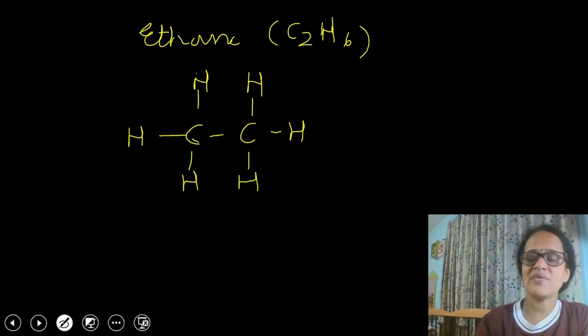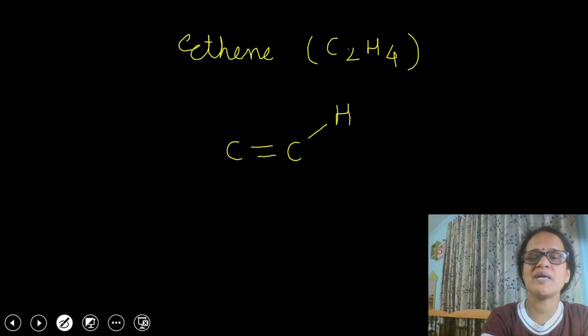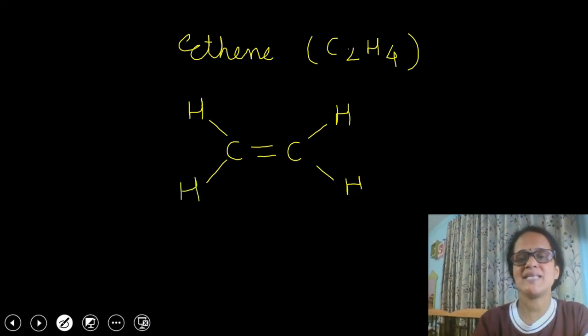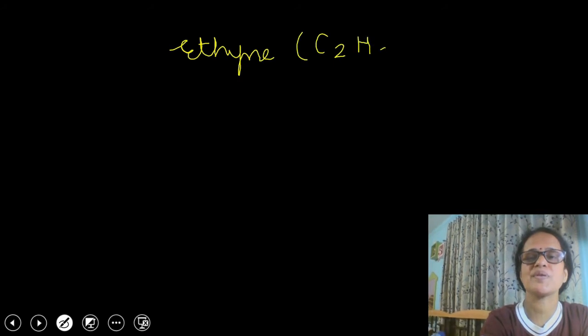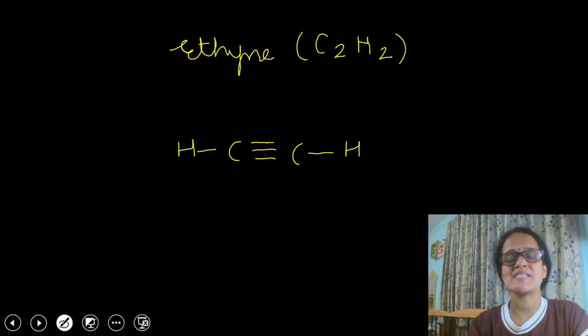In a similar way, we can write the complete structural formula for ethene. Molecular formula of ethene is C2H4. So between carbon and carbon, a double bond is present, and each double bonded carbon atom is attached to 2 hydrogen atoms. So this is the complete structural formula for ethene. Now we will see how we can represent ethyne by means of complete structural formula. So molecular formula of ethyne is C2H2. Between carbon and carbon, we have a triple bond, and each triple bonded carbon atom is attached to 1 hydrogen atom by means of a single bond.